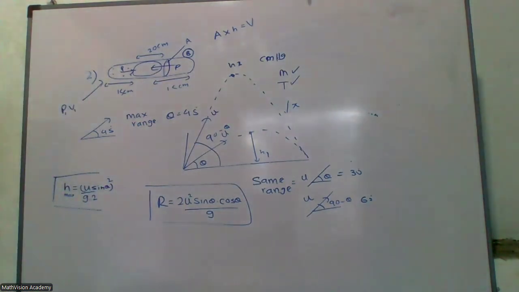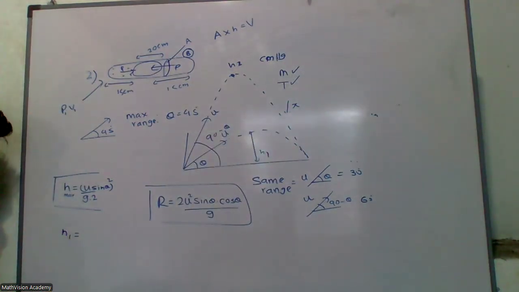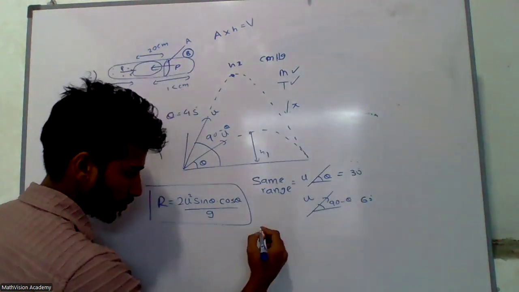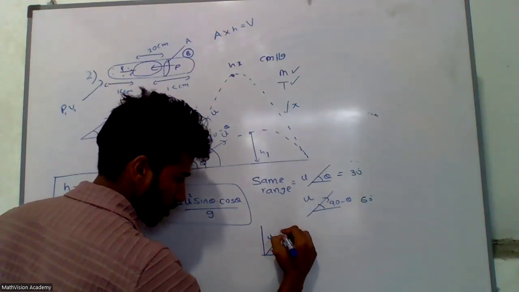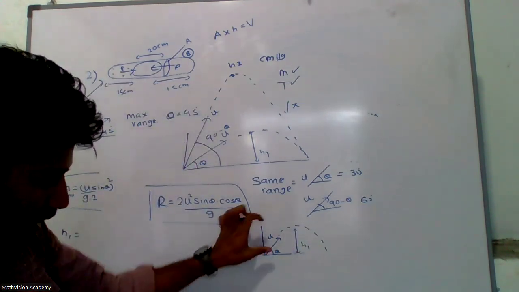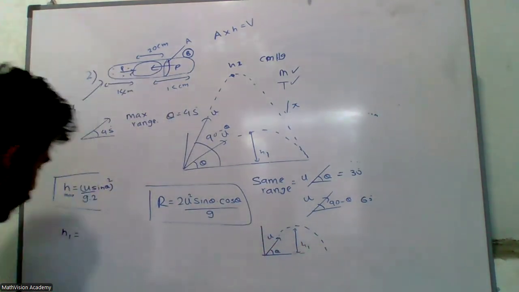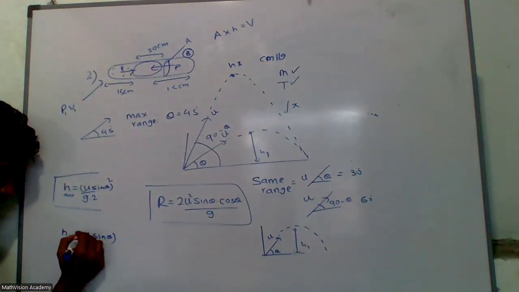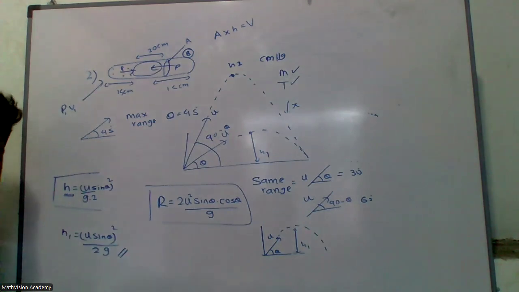Wait for a while. So if I write an equation for H1, okay, I'm just doing a separate diagram. H1 is u sin theta, the height is H1. So u sin theta is my vertical component. The reached maximum height is H1. So H1 is equal to u sin theta whole thing squared over 2g. Okay, this is my answer.